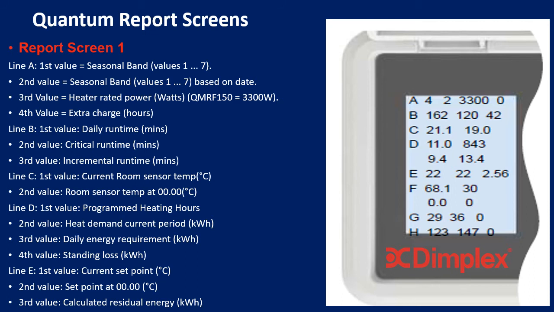Line E, first value, is the current set point. Second value is the set point at midnight. Third value is the calculated residual energy.